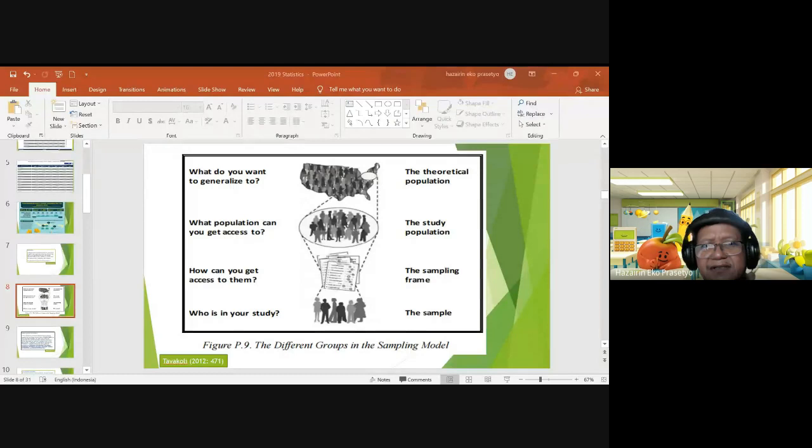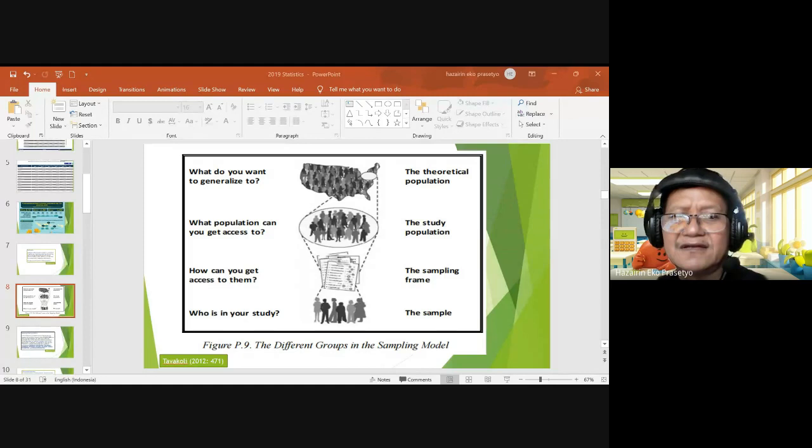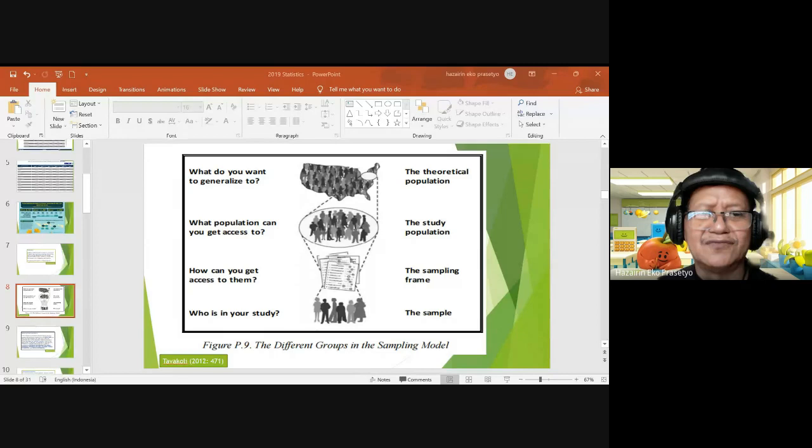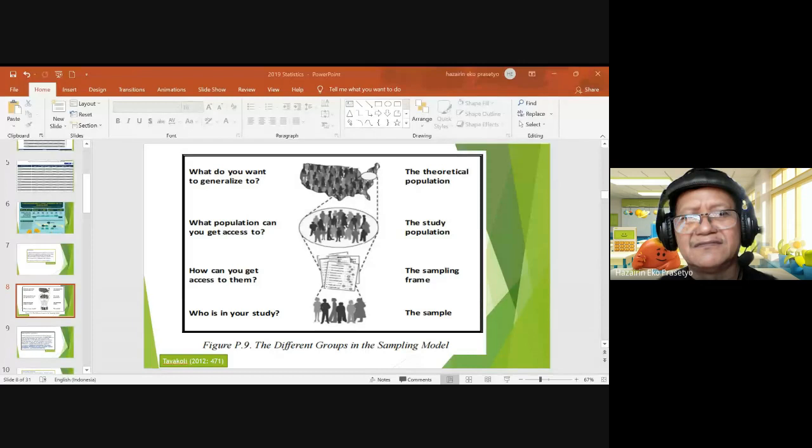And also there are techniques to consider. If your access is more easily done, then the number of samples will be bigger. If the access is more difficult, then the number of samples is smaller. So the number of 60 students could be changed into 20 if the access is more difficult. It could be changed into, for example, 100 if the access is easier. So a number of factors would be considered in deciding the number of samples from the study population, and the study population from the theoretical population.